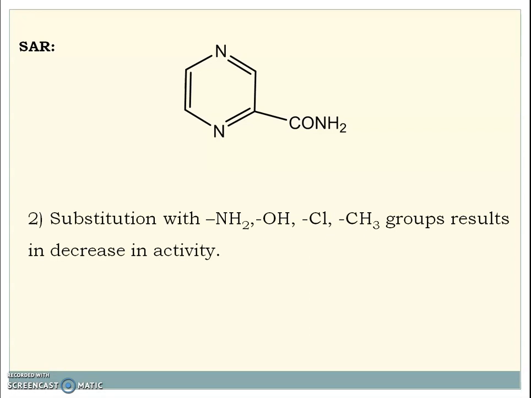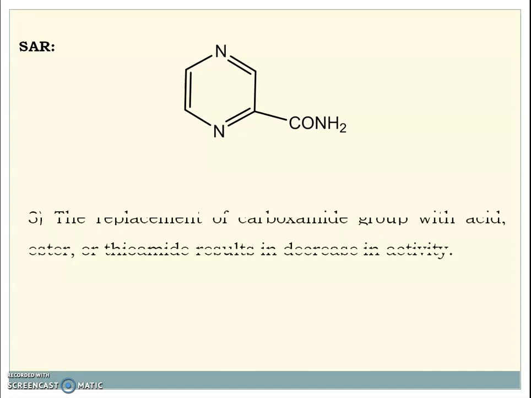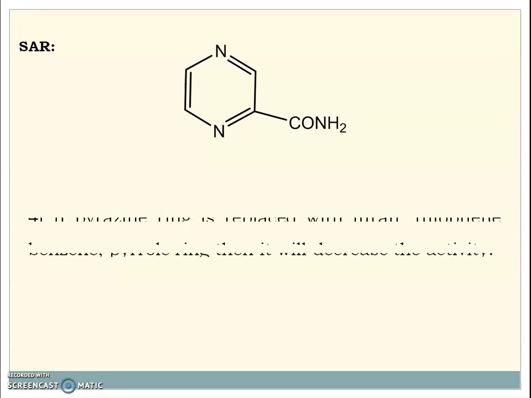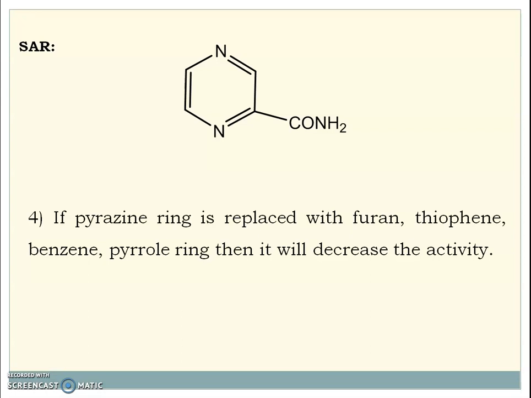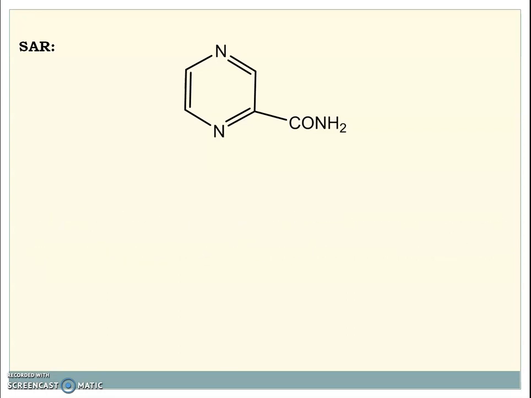Next, substitution with NH2, OH, Cl, or CH3 groups results in decrease in activity. If we add all these groups on this nucleus, it will result in decrease in the activity. The replacement of the carboxamide group with an acid, ester or thioamide results in decrease in activity. Means the CONH2 group is essential for the antitubercular activity. If the basic pyrazine ring is replaced with any other ring system like furan, thiophene, benzene, or pyrrole ring, then it will decrease the activity.